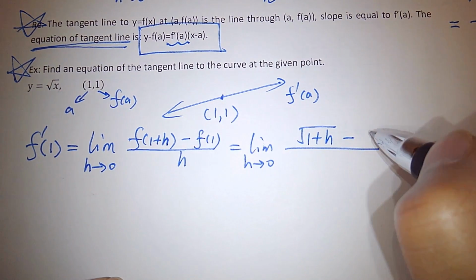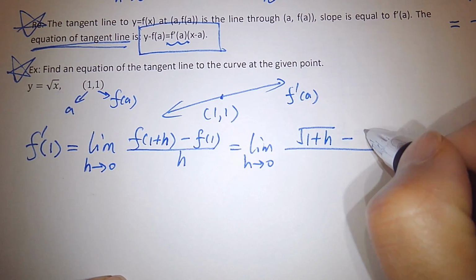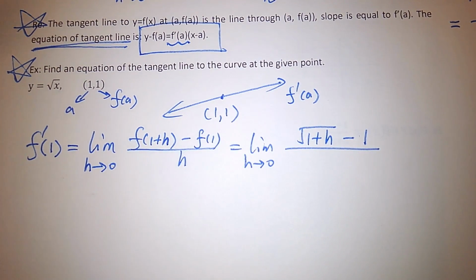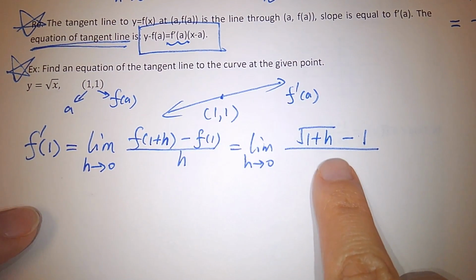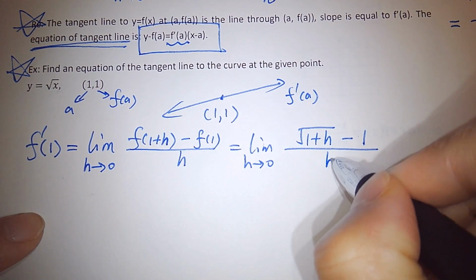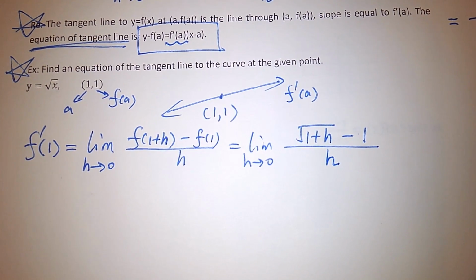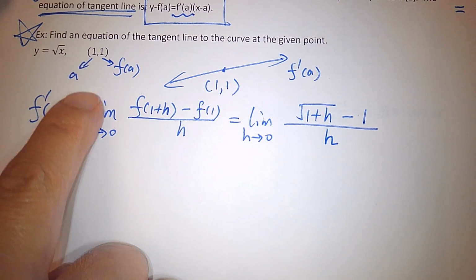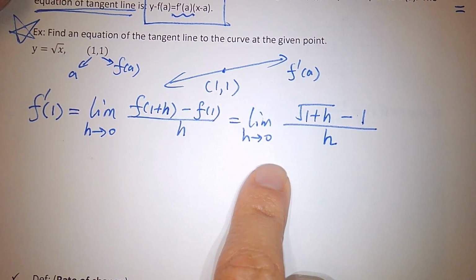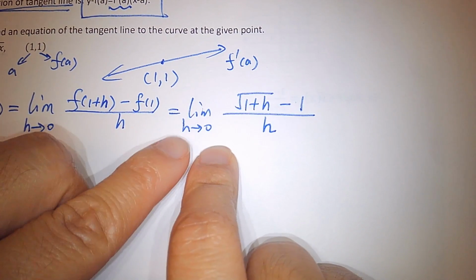Square root of 1, right? What is square root of 1? 1. Or you can write square root of 1 either way, okay? And then divide by what? h. So that means in order to find this derivative, we need to compute this limit, right? So let's check on the limit.